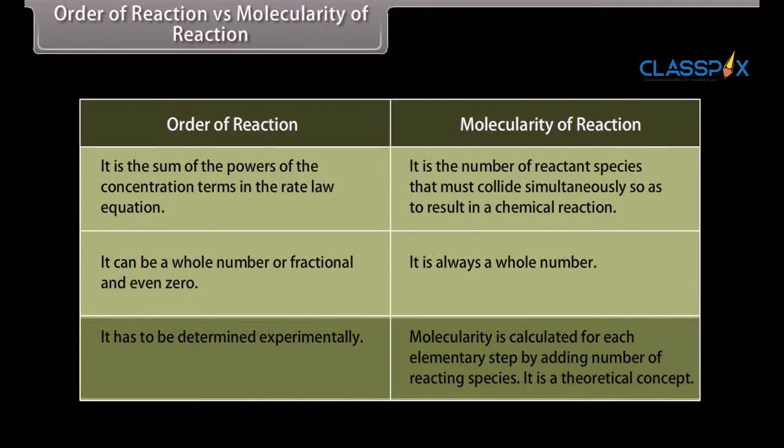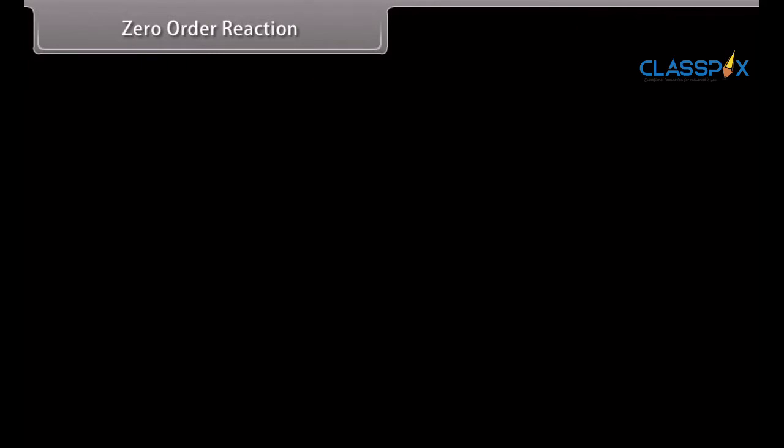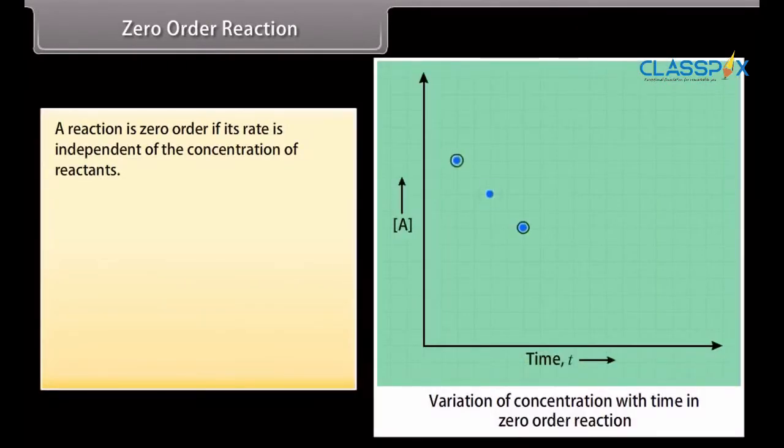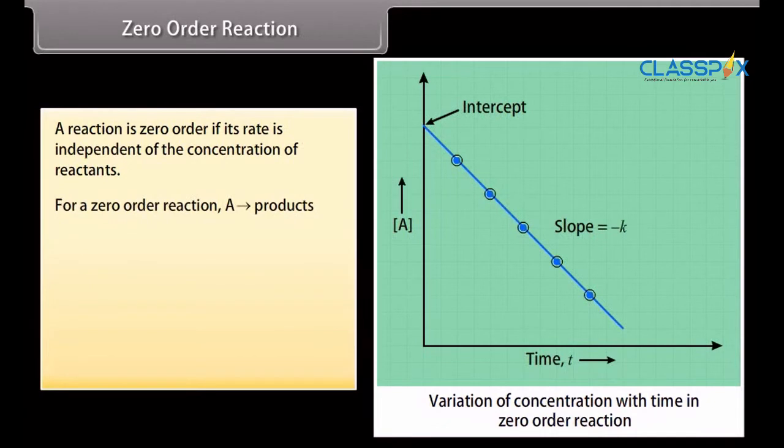Order of reaction has to be determined experimentally, whereas molecularity of a reaction is calculated for each elementary step by adding the number of reacting species. It is a theoretical concept. Zero-order reaction. A reaction is zero-order if its rate is independent of the concentration of reactants. For a zero-order reaction, A is changing into products.